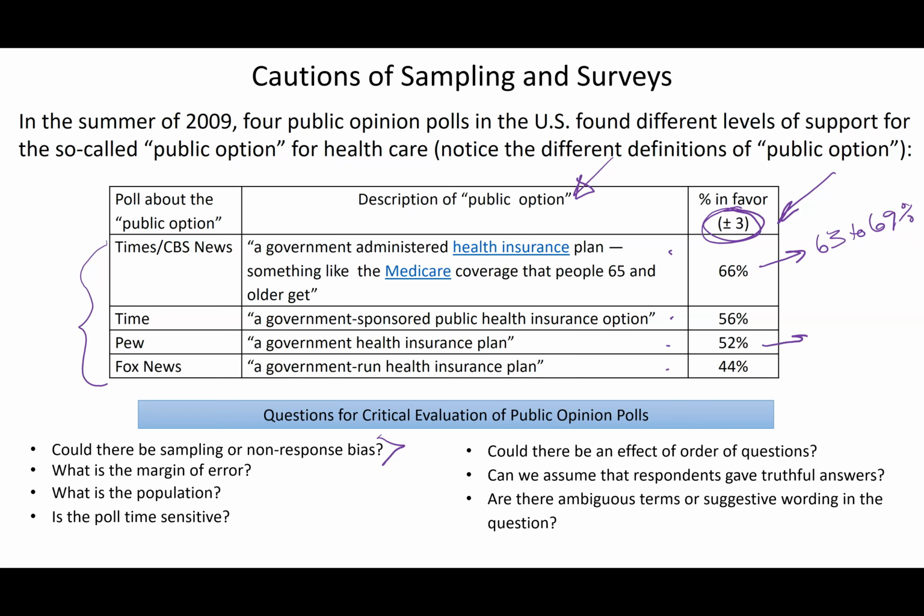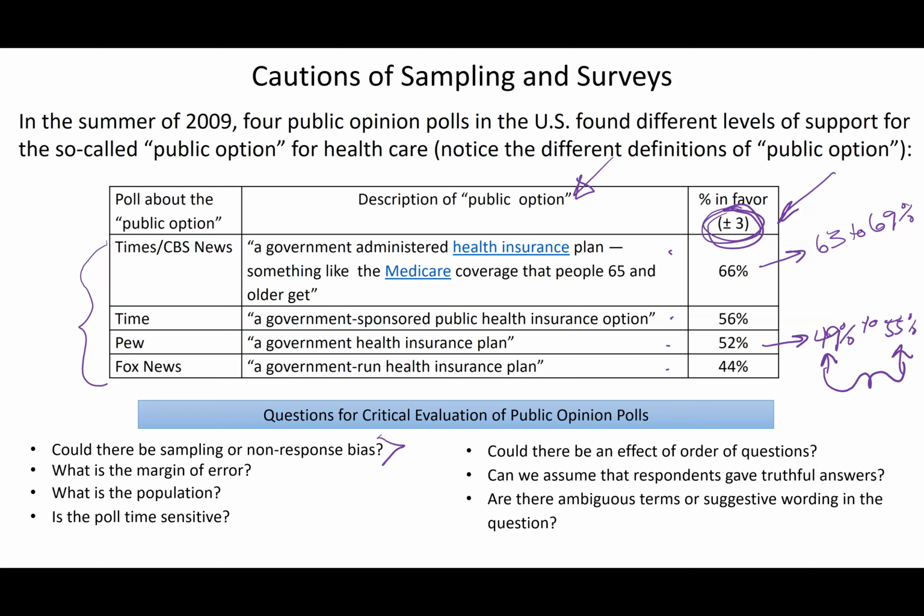But if you look here, 49% to 55%, this is less than half and this is more than half. That's really misleading if you just report 52%. This plus or minus 3% means, hey, we actually have a range of values we think it's in.